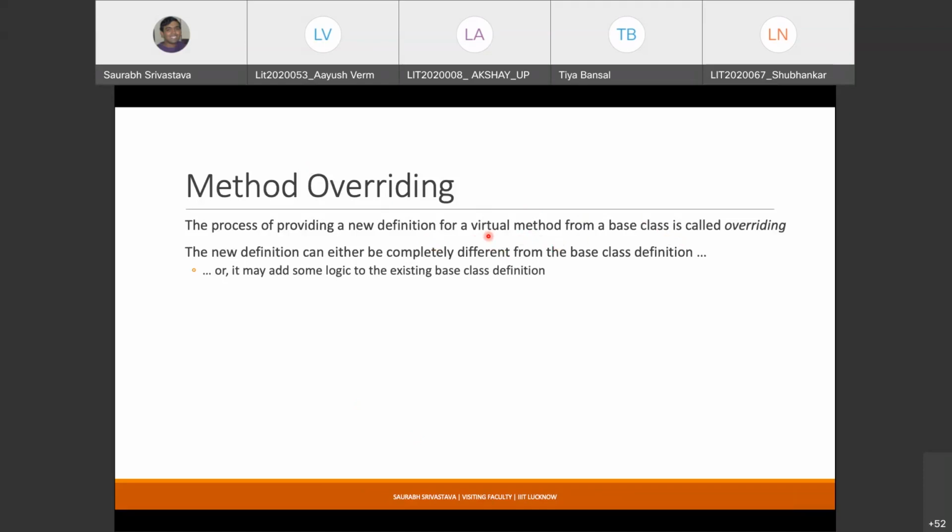Otherwise, there are different terms that we use for it. For example, another term that is used is abstract method. If you are a Java programmer, the terminology that you might be more aware of is abstract methods. Abstract and virtual are kind of the same thing. It's just that abstract methods are essentially pure virtual methods, whereas virtual is somewhere in between. It could be pure or it may not be pure. So the new definition, as I said, can be completely different from the base class definition, or it may add some logic to the existing base class definition.